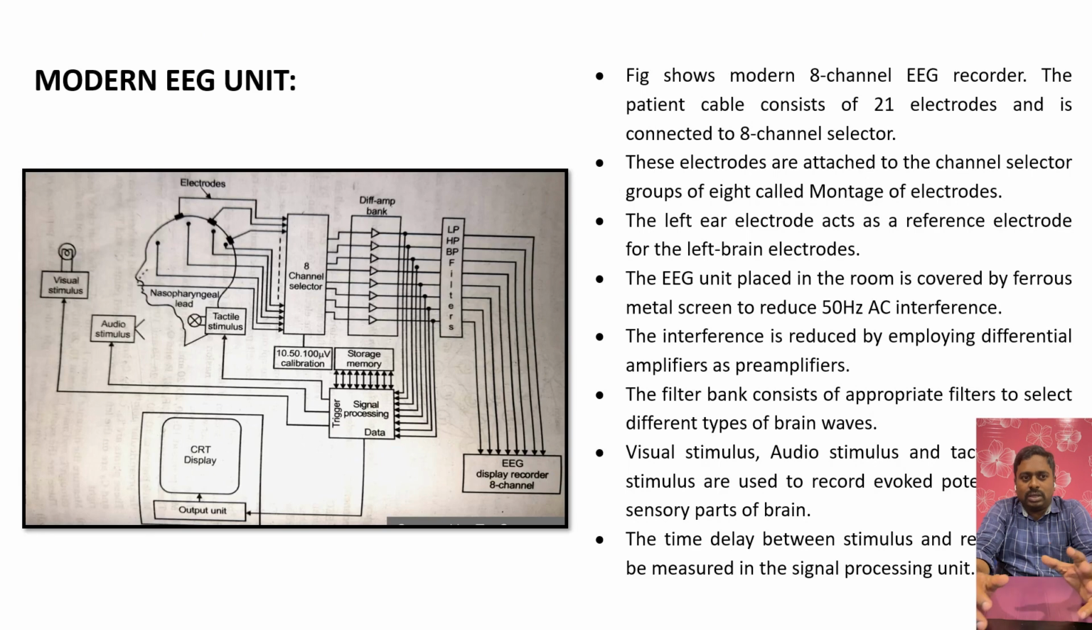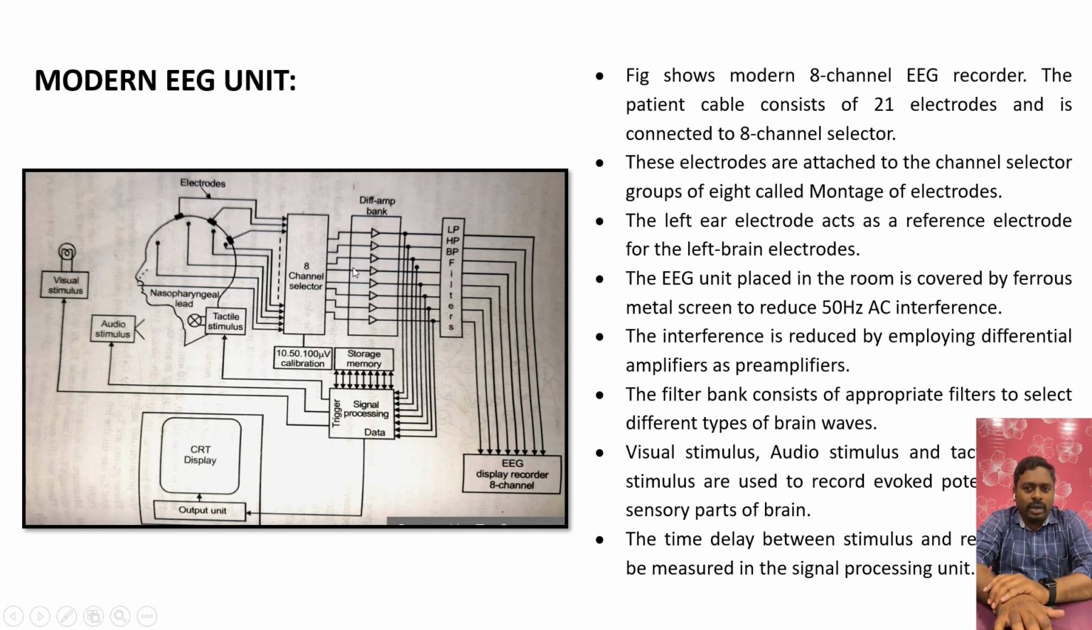Next, we will see the modern EEG unit. Let us see the diagram. This diagram shows the modern 8-channel EEG recorder. The patient cable, which consists of 21 electrodes, is connected to an 8-channel selector. These electrodes are attached to the channel selector in groups of 8, which is called a montage of electrodes. The left ear electrode acts as the reference electrode for the left brain electrodes.